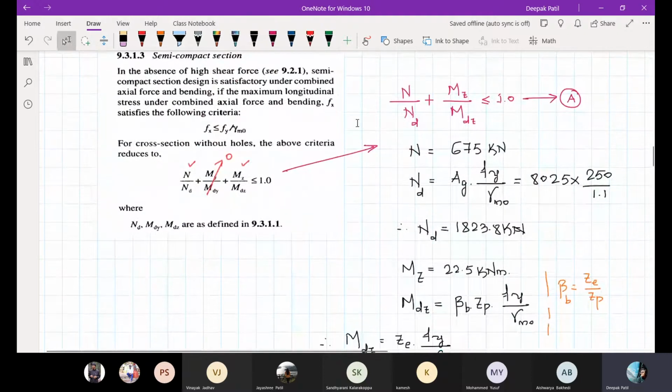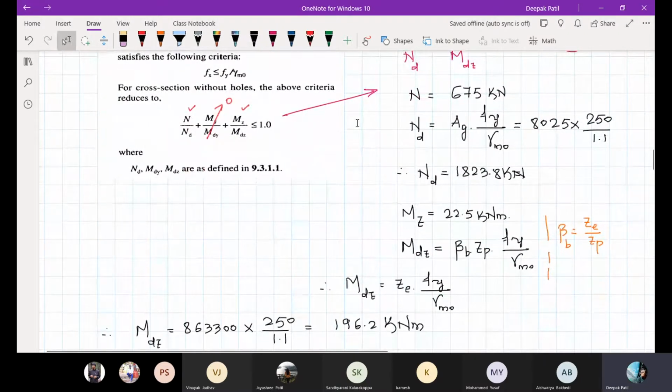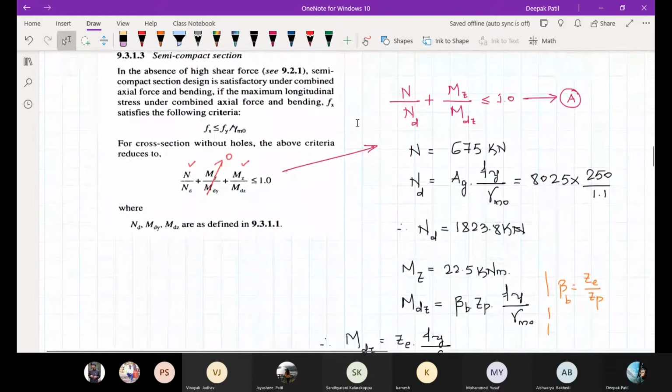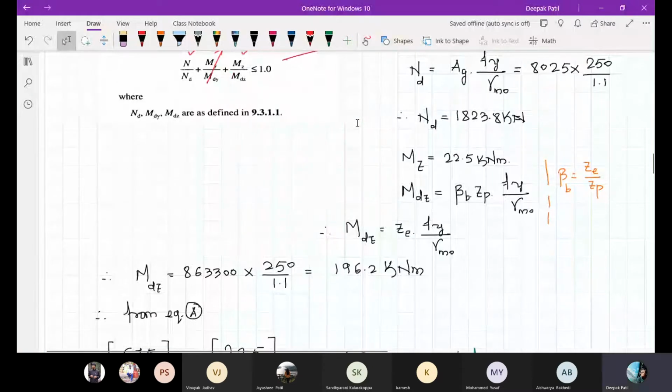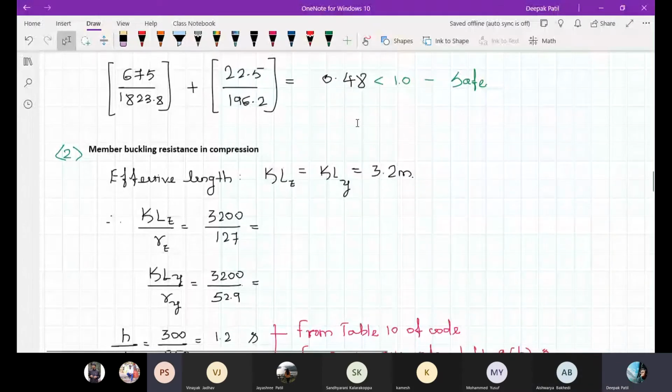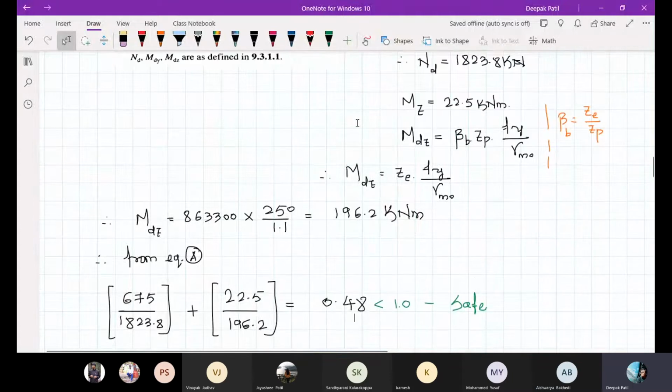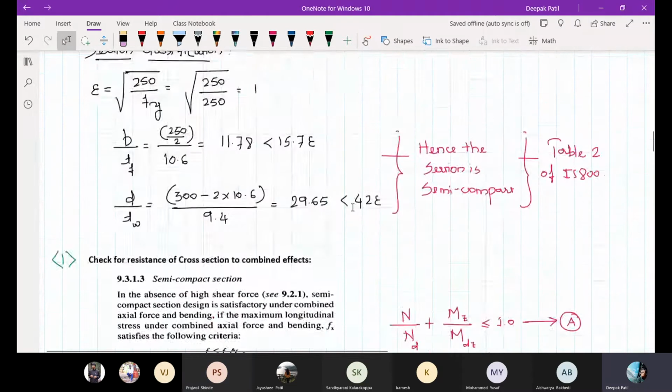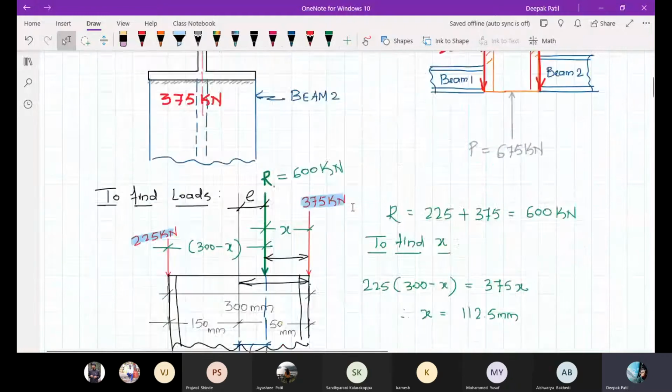Any doubts you have in this check? Any doubts? No, sir. Okay, right. Sir, what if the check fails? Yes.